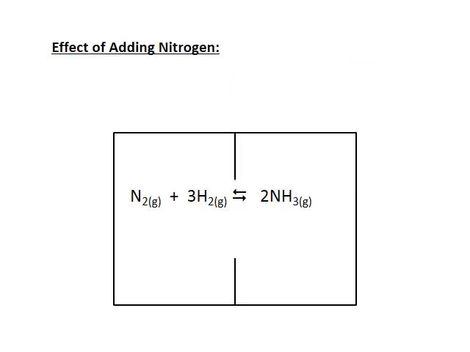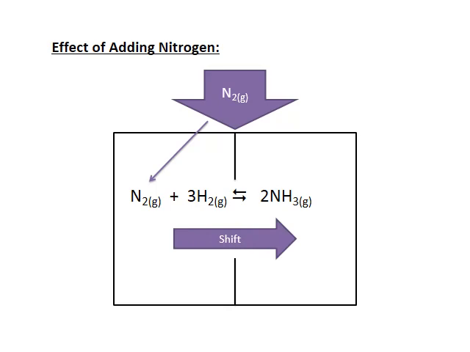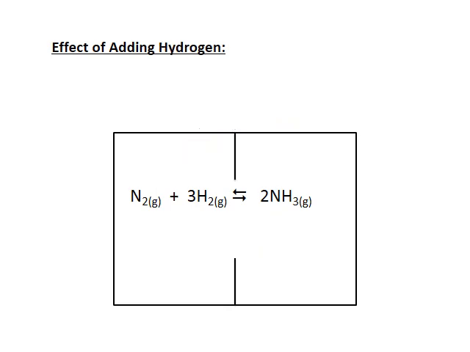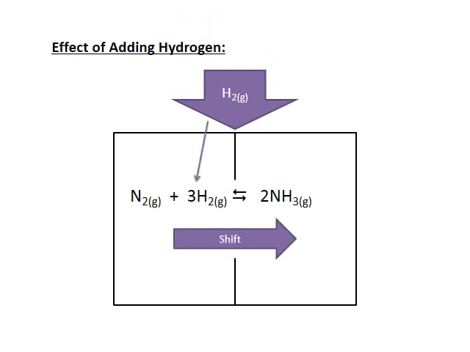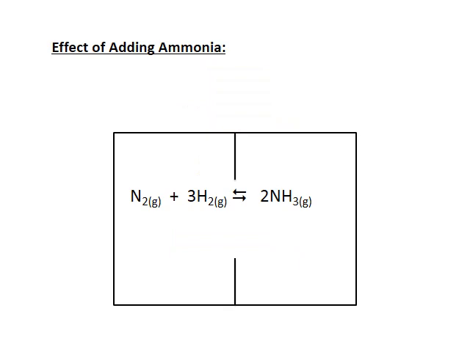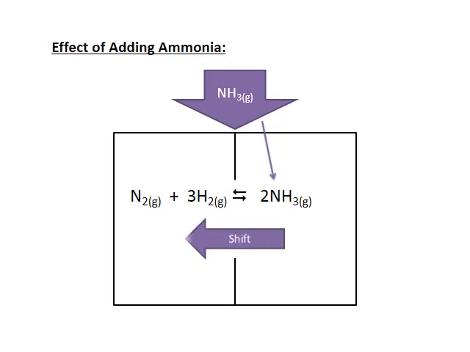Okay, so let's look at a chemical system here. I'm going to add nitrogen to this system. Nitrogen is a reactant, so I'm adding reactant to the system. If I add reactant, it's going to shift towards the products. If I add hydrogen, hydrogen is a reactant again, it's going to shift towards the products. If I add ammonia, ammonia is a product, so adding ammonia is actually going to be counterproductive. It's going to shift it back towards the reactants.